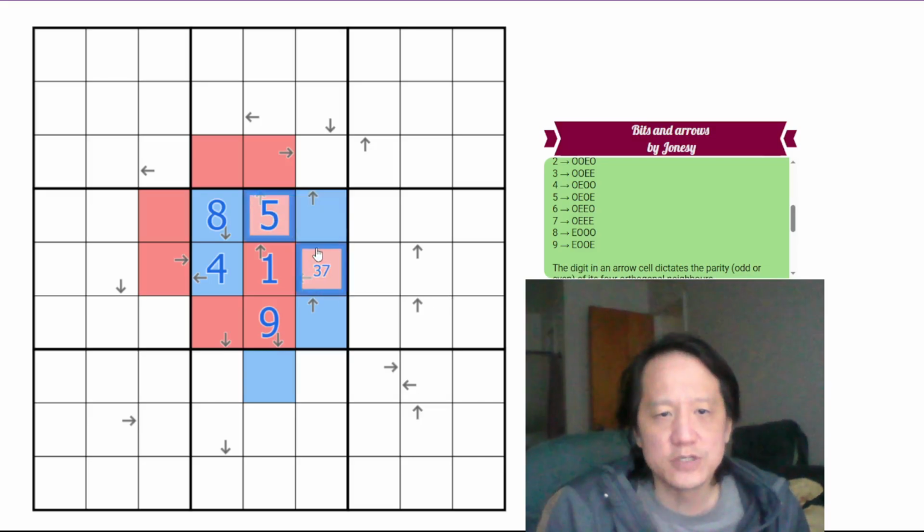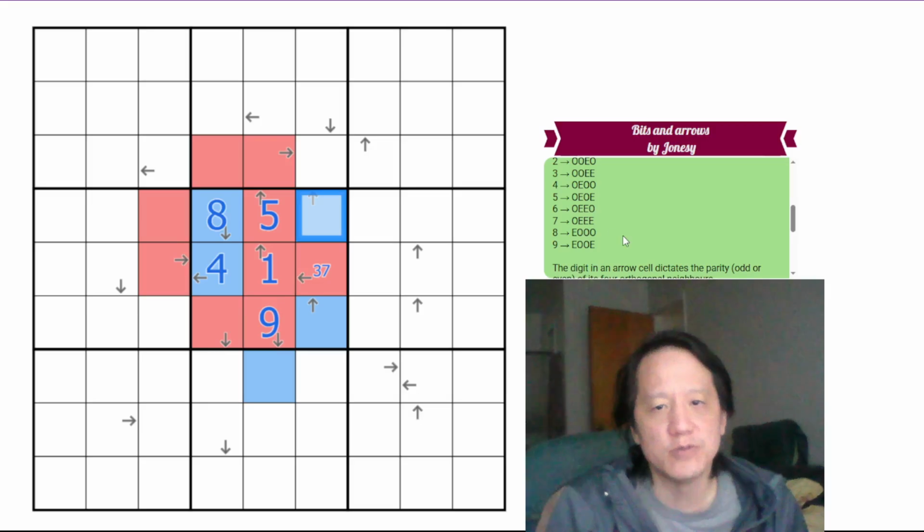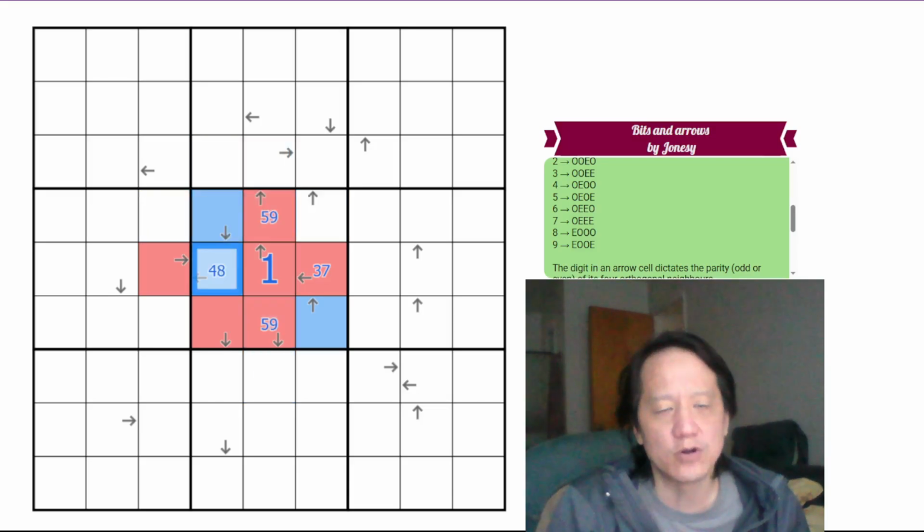Last 2 digits are odd. It cannot be 4, it cannot be 6, it cannot be 2, and it can't be 8. So we have a contradiction here. So this doesn't work, right? Because this would be odd, odd, and that can only be 4 or 8. So 1 does not work in that situation.